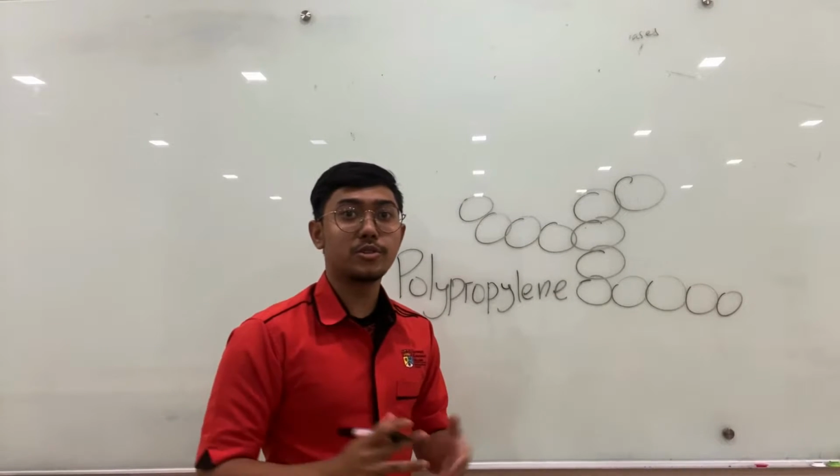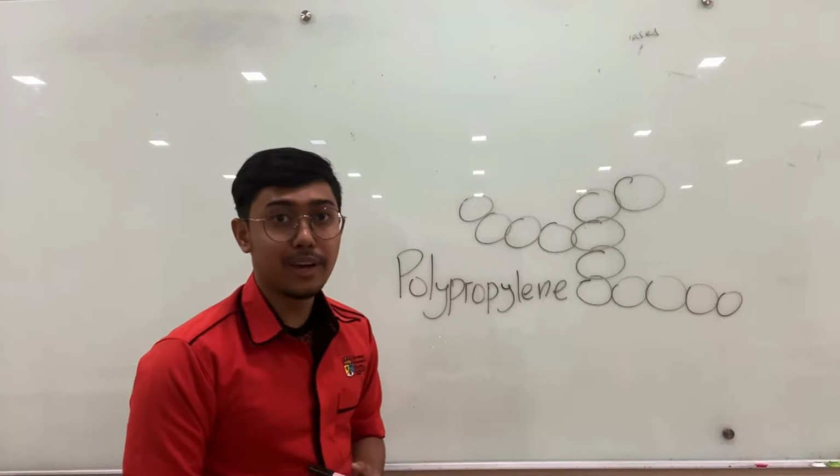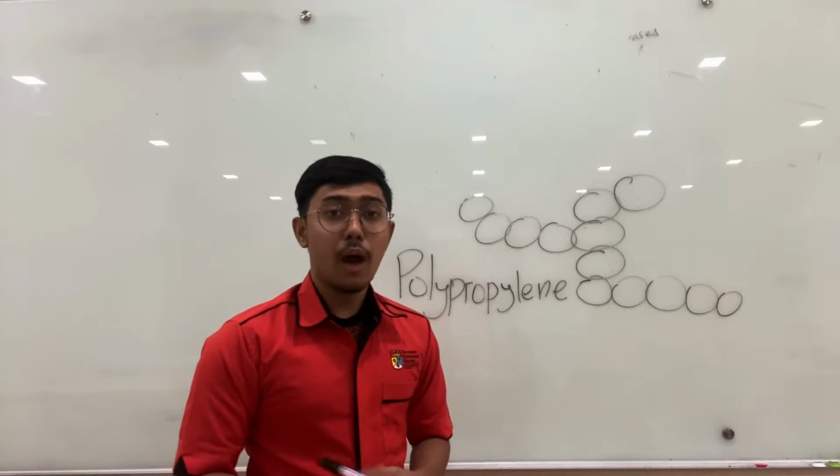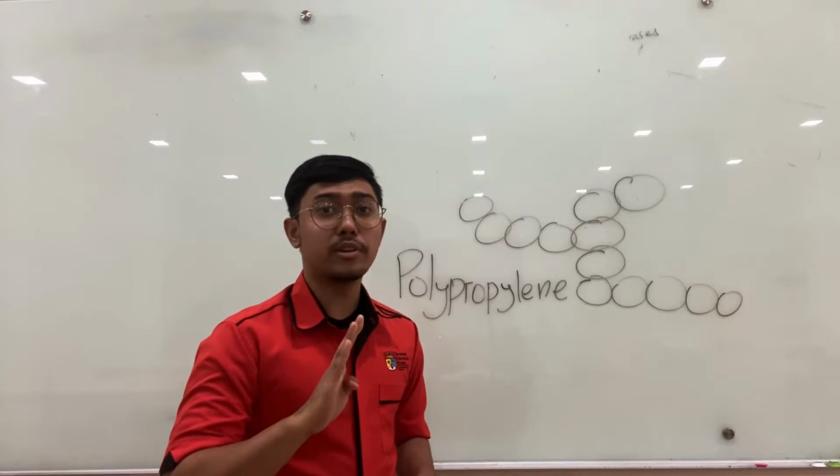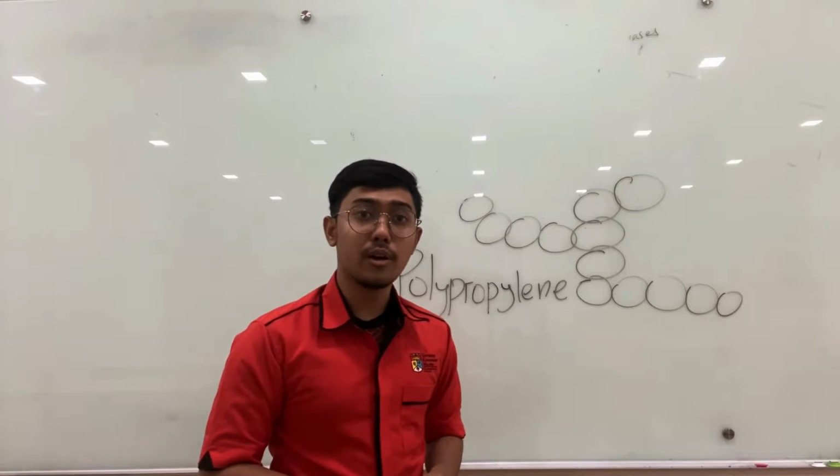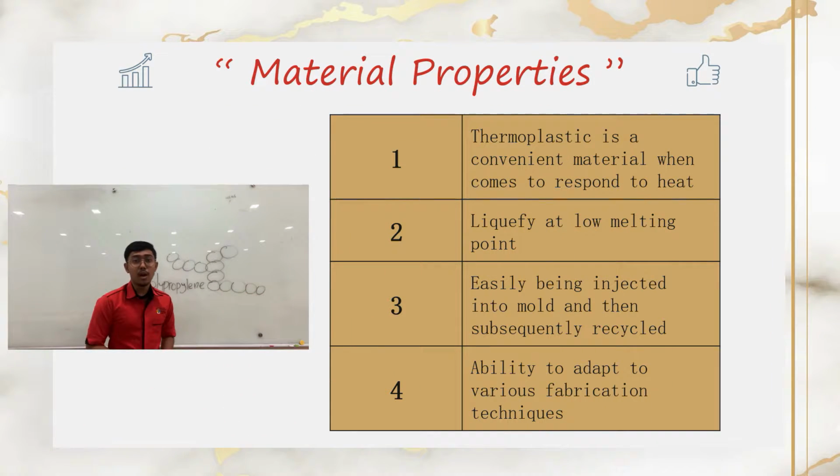So we already introduced the material that is suitable to produce a comb. Next will be the material properties. Polypropylene exhibits 4 material properties that are crucial for our product, which are: first, as thermoplastic. Polypropylene is a good material when it comes to responding to heat. It liquefies at a low melting point, which is good for effective mass production.